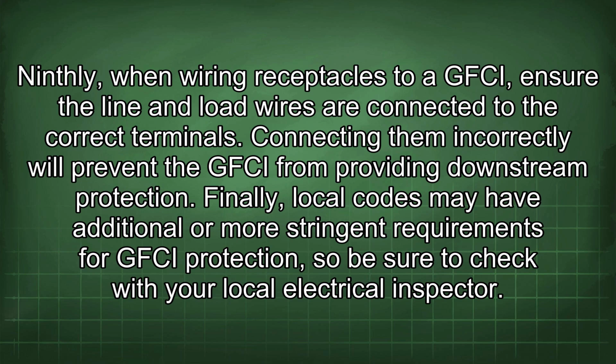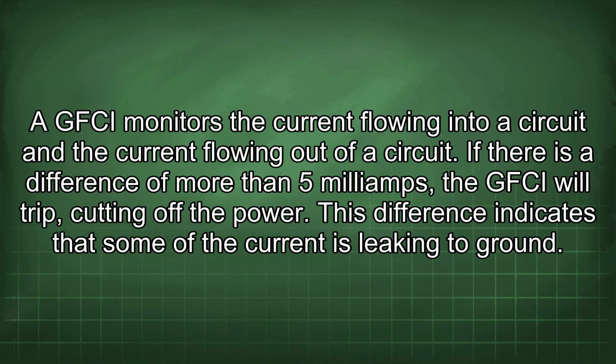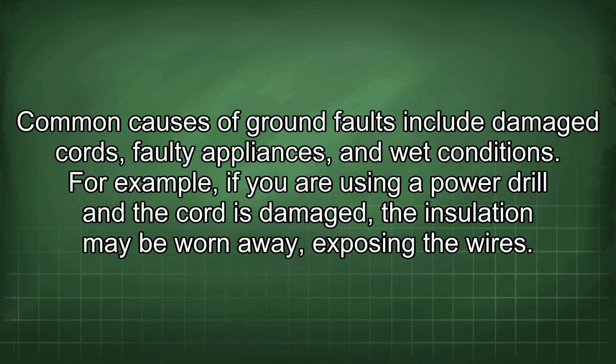Finally, local codes may have additional or more stringent requirements for GFCI protection, so be sure to check with your local electrical inspector. A GFCI monitors the current flowing into a circuit and the current flowing out of a circuit. If there is a difference of more than 5 mA, the GFCI will trip, cutting off the power. This difference indicates that some of the current is leaking to ground. Common causes of ground faults include damaged cords, faulty appliances, and wet conditions.